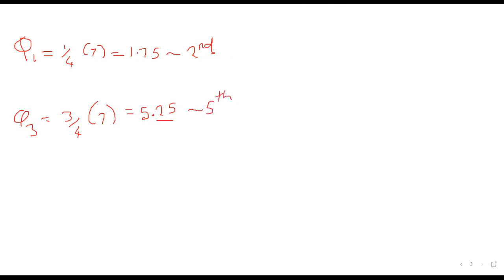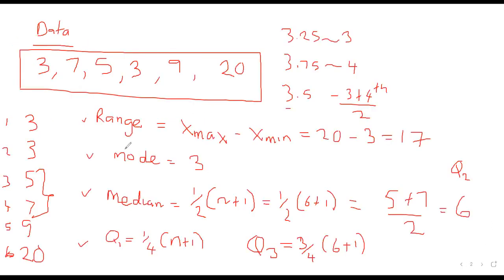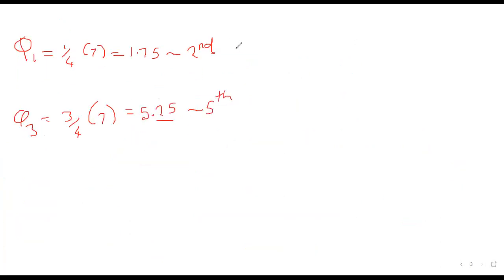So we're going to go to our already arranged data here. The second number, which is 3, and the fifth number, which is 9. So these are the quartiles. So our lower quartile is 3, our upper quartile is 9.